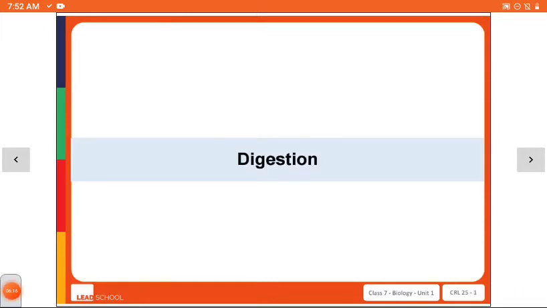So students, you have to practice your SB7 and NCERT questions on nutrition in plants. If you have any problem related to these questions or in a solution, you have to text me or send me a picture or a screenshot of the question. So now we're going to start digestion.